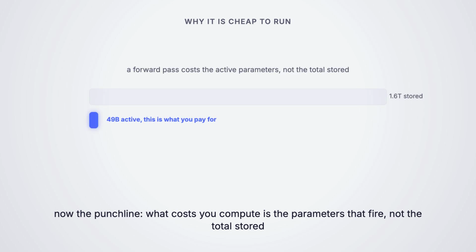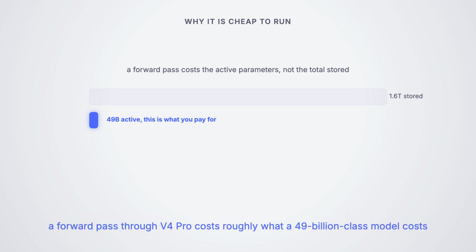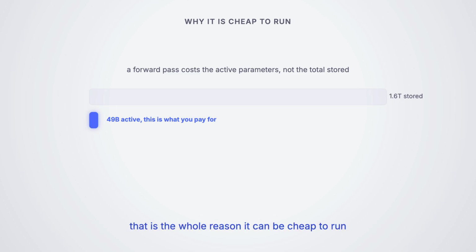Now the punchline that ties the mechanism to the money. What costs you compute when you run a model is the parameters that fire on each token, the active ones, not the total stored. So a forward pass through V4 Pro costs roughly what a 49 billion class model costs in computation, while drawing on 1.6 trillion parameters' worth of stored knowledge. That is the whole reason it can be cheap to run.